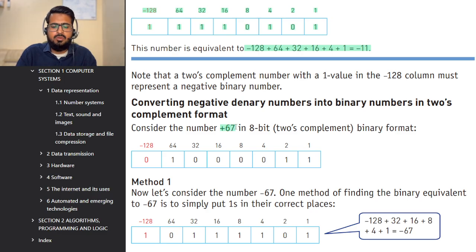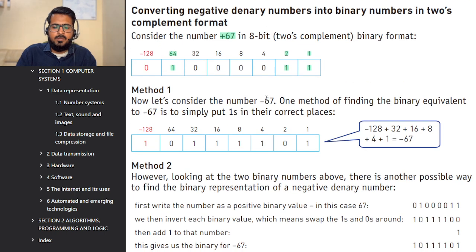The examiner gives you the example of positive 67, nothing special. We just convert the positive 67. So 64 plus 2 plus 1 is equal to 67. So we put 1 on these positions and we get our binary of 67. Now the question is minus 67. Your book is saying that as it's a negative value, we know the leftmost bit is going to have a 1 on it, right? So we just put the 1 on negative 128.